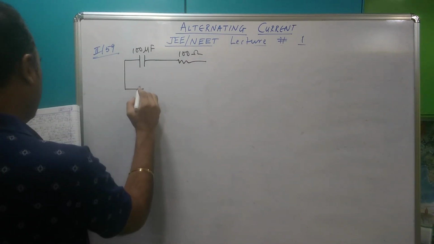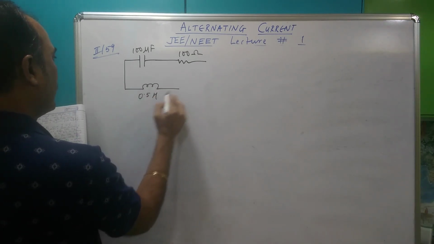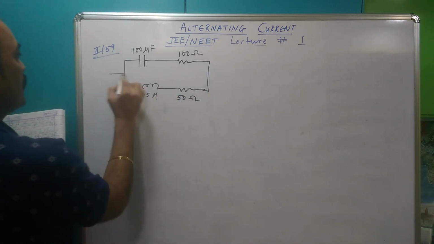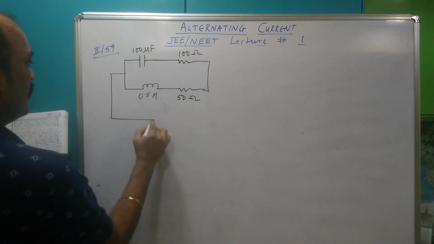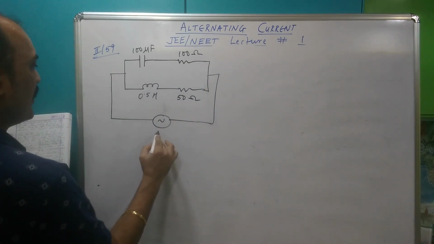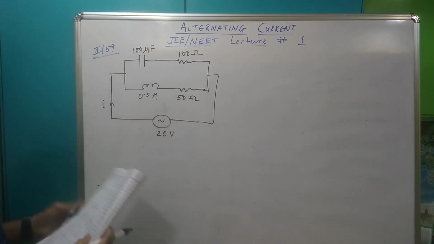And secondly, there is an inductor, which is a 0.5 Henry inductor, and this is a 50 ohm resistor. Okay, and they're connected here with this 220 volt AC. 220 or 20 volts, sir? Okay, what have they said?